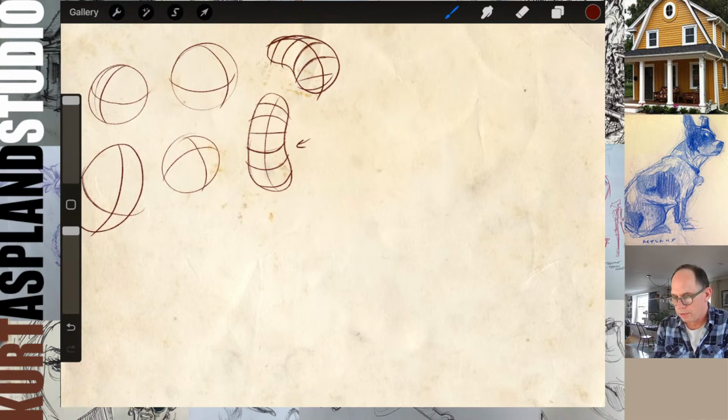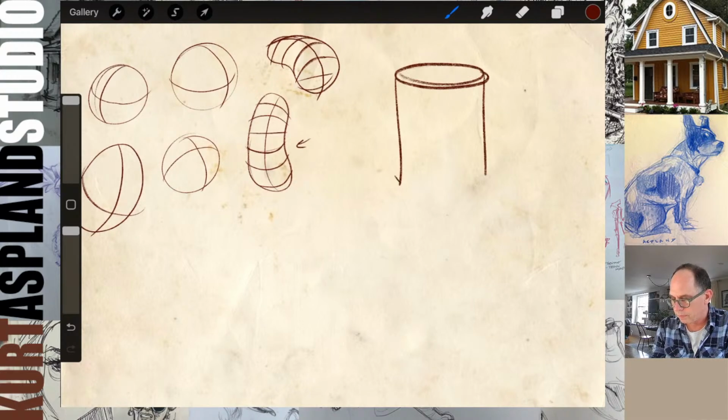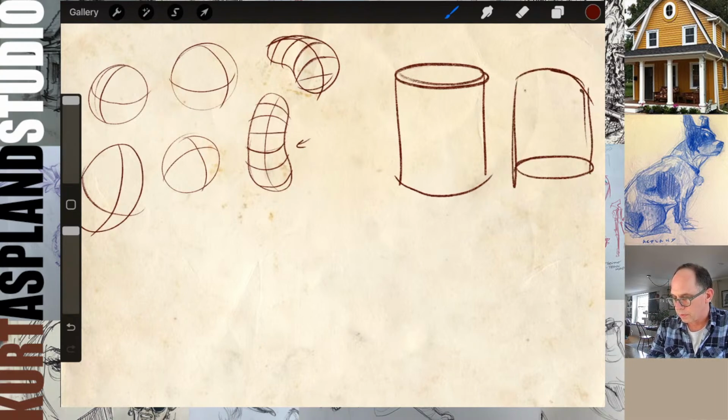The next one is kind of like that. Let's think of a cylinder. Okay, we got that. Now that cylinder we're looking down on. If we were to draw that cylinder where we were looking up at it, it would be something like this. Now we're looking up at it. Now what if I took that cylinder and I curved it? I went like this.